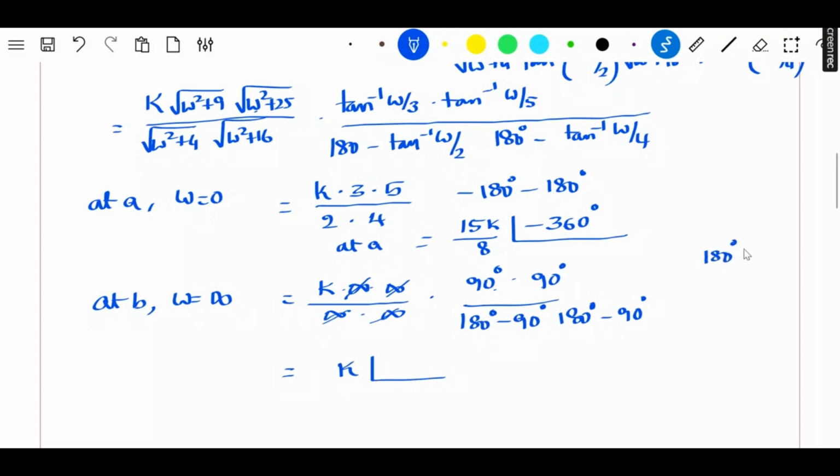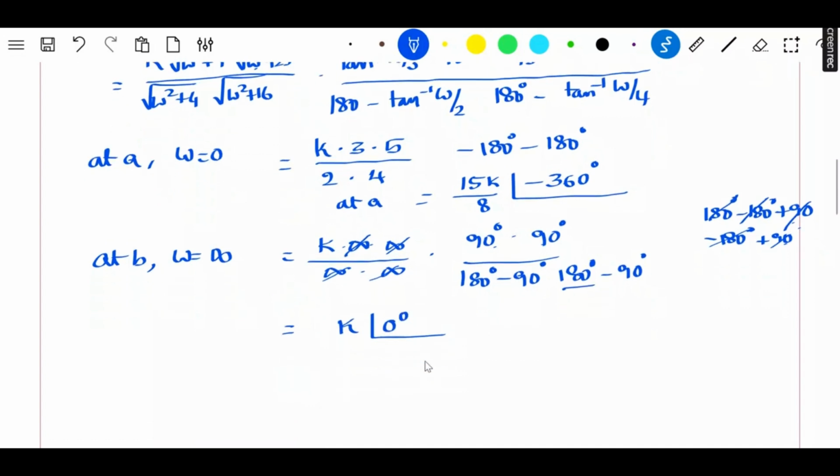So this minus 180 goes to the numerator, so minus 180. This becomes plus 90. This becomes minus 180. And this becomes, when it goes to the numerator, plus 90. So 180 minus 180, and 90 plus 90 is 180, and this 180 gets there. So therefore, you'll end up getting 0 degree. So at B, the value is K at an angle 0 degree.